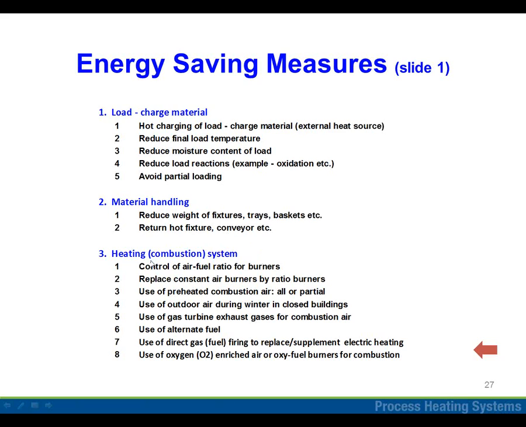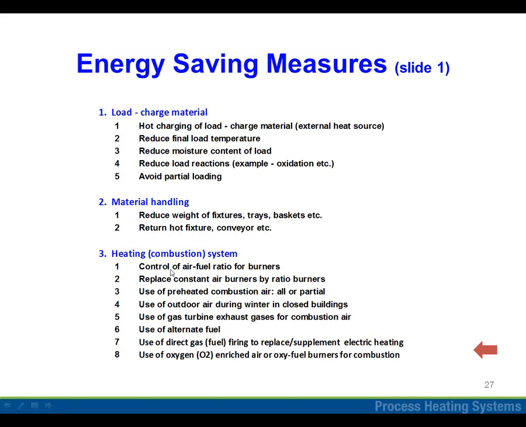The next one is the combustion system itself. A whole bunch of things people can take a look at. Number one is the air-fuel ratio control. Making sure that the burners are operating properly, they have proper air and proper fuel going in there, and the ultimate test is going to be the oxygen coming out of the stack itself.